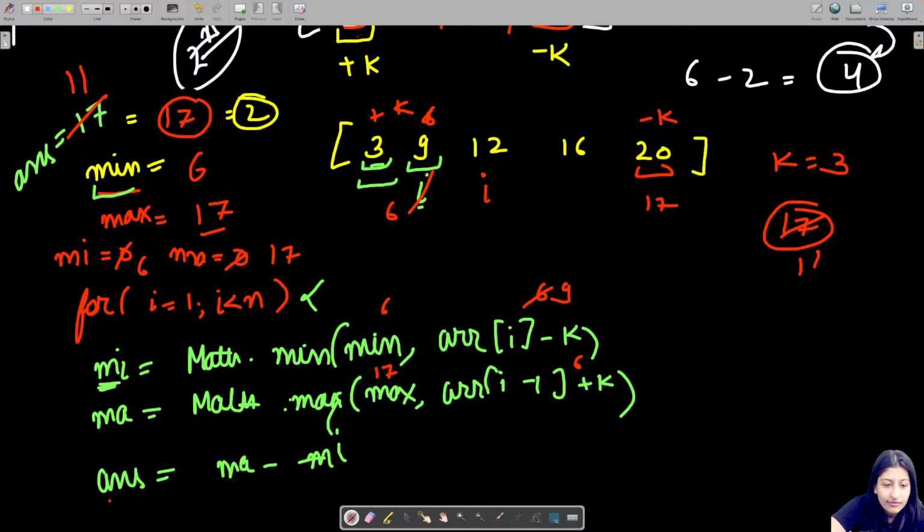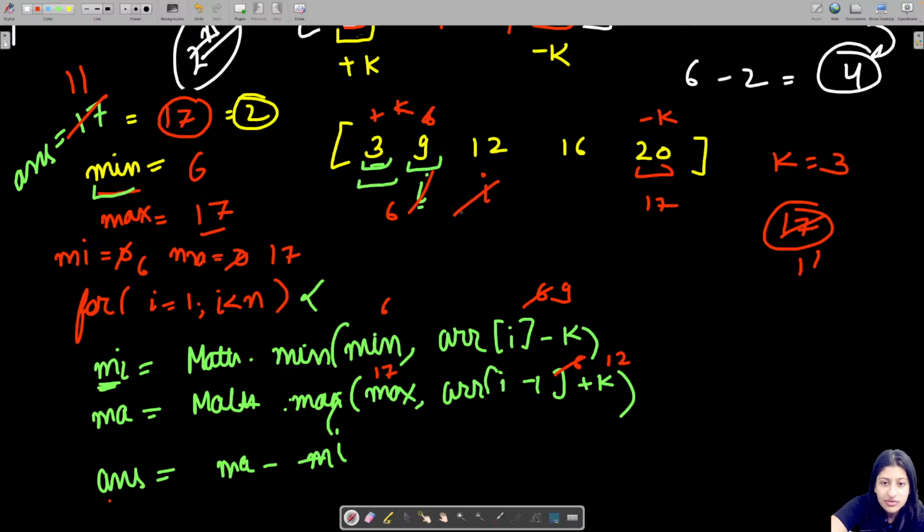And for max, let's check. 17 is still going to be your max value, right? This is going to stay, and ARR of I minus 1, that is 9 plus 3, is going to be 12. Okay, 9 plus 3, 12. MA is going to be 17 only.